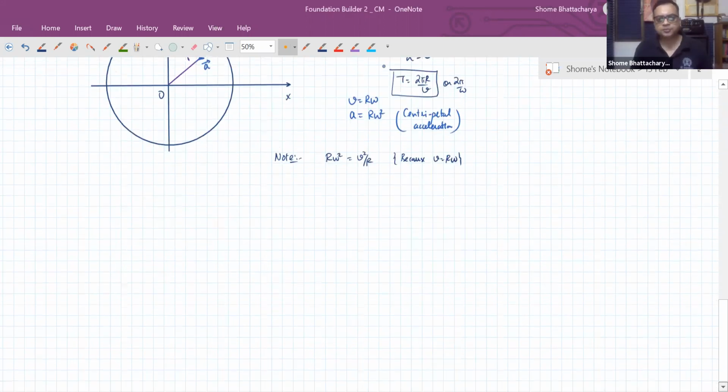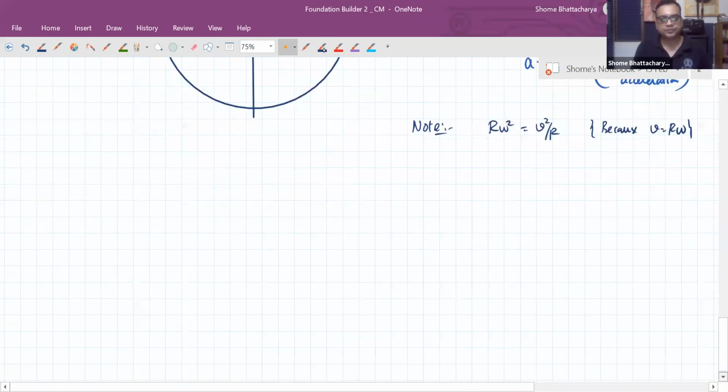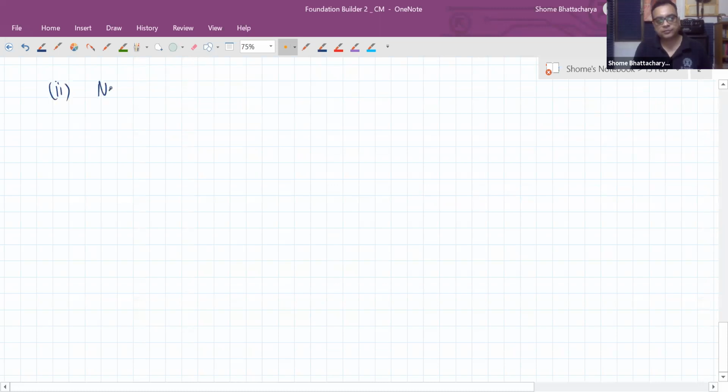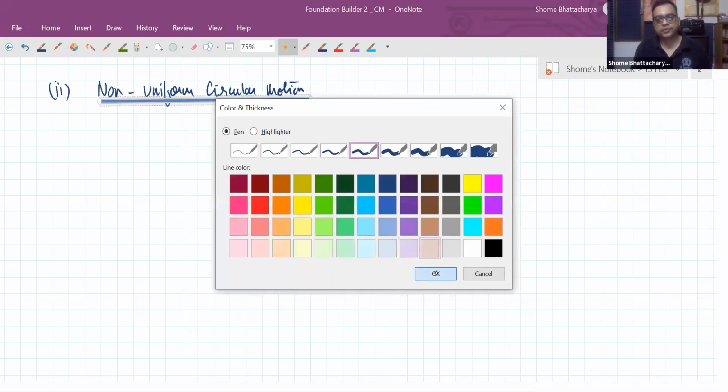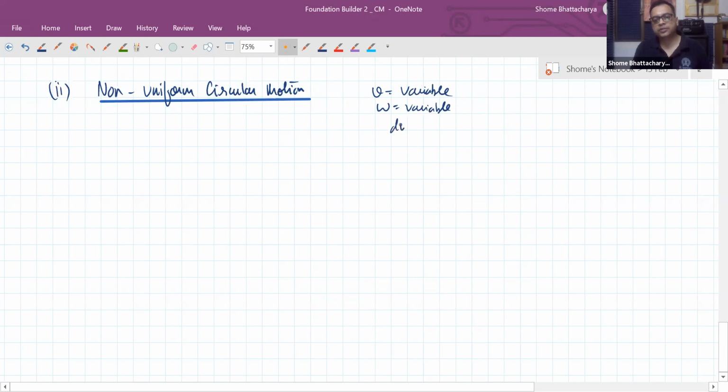Okay, now let's come to non-uniform circular motion. So this is the case where the speed is variable. I'll take you back later. Let's do this right now. Okay. So speed is variable. So omega is variable, and rate of change of omega with respect to time is alpha.